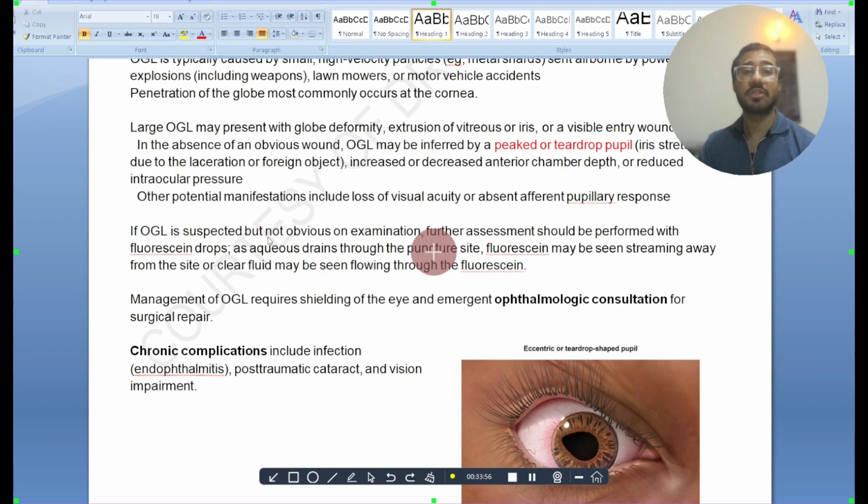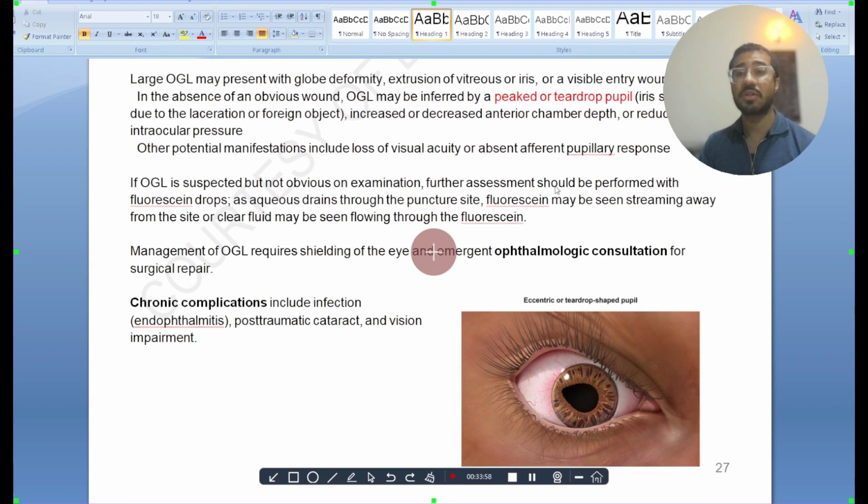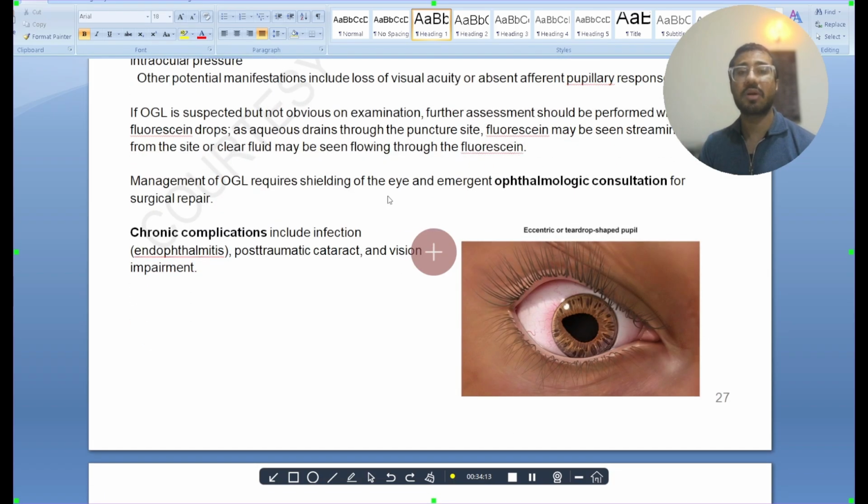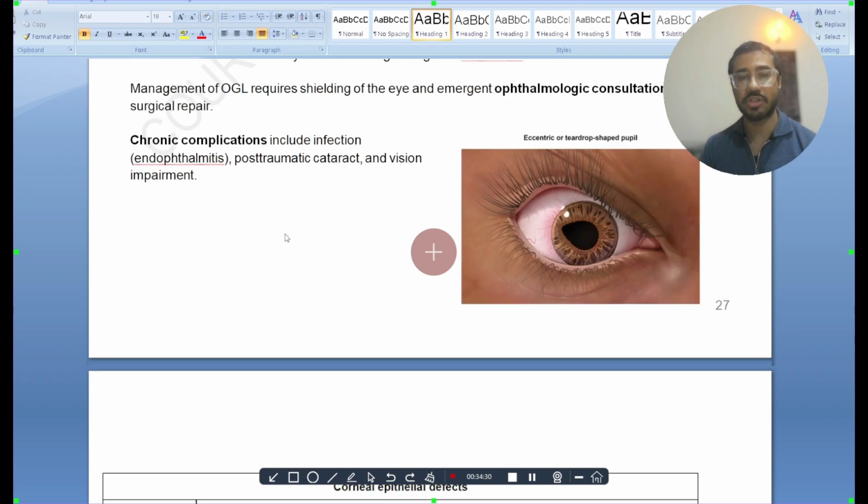If OGL is suspected but not obvious on examination, further assessment should be performed. The fluorescein drops as the aqueous drains through the puncture site. Fluorescein may be streaming away from the site, or clear fluid may be seen flowing through the fluorescein. This is termed the waterfall sign. Management of OGL requires shielding of the eye and emergency ophthalmologic consult for surgical repair. Chronic complications, obviously, that is also easy because the eye integrity has been harmed. You get permanent loss of vision, or if the bacteria gets in through the loopholes, you get an infection.